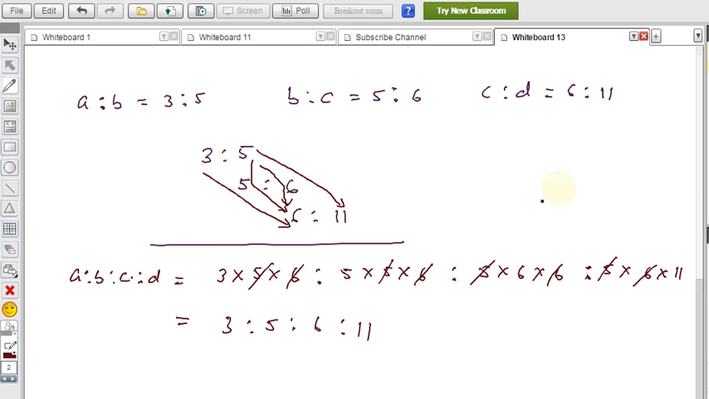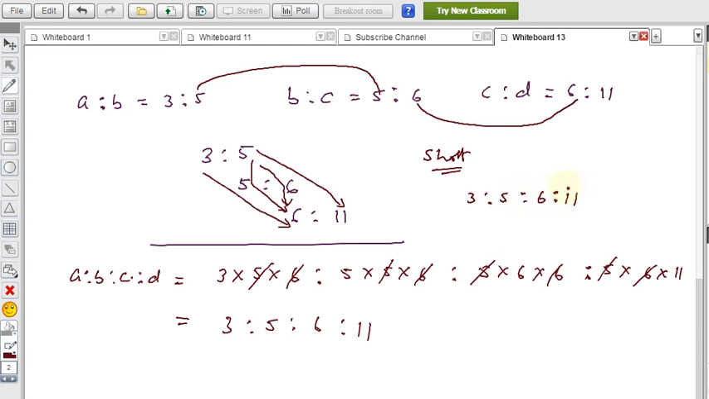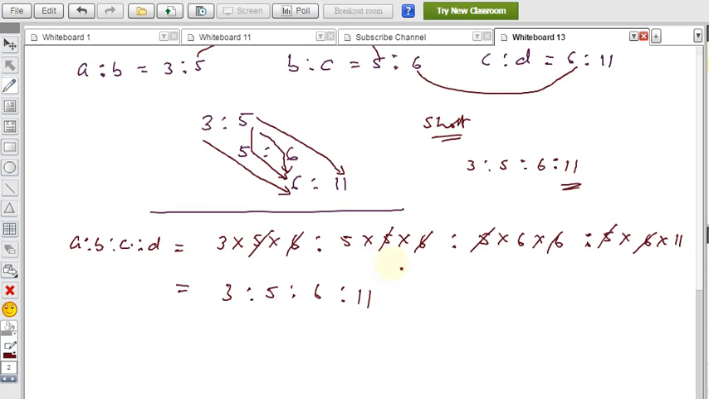So you can do this method for any problem, but in this case here the B value is the same, and the C value 6 and C value 6 is the same. In that case you can directly write the answer also. The shortcut is that you can directly write 3 is to 5 is to 6 is to 11, because the values are equal here, so we can take it in this way. Okay, this is the method for this. If they give 4 ratios, let's go for one more sum.